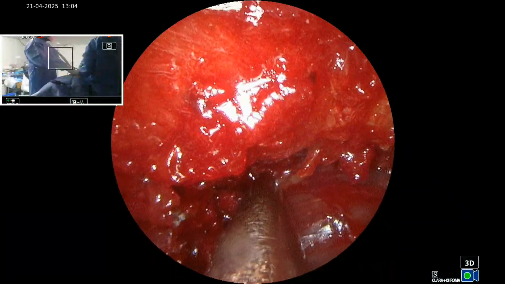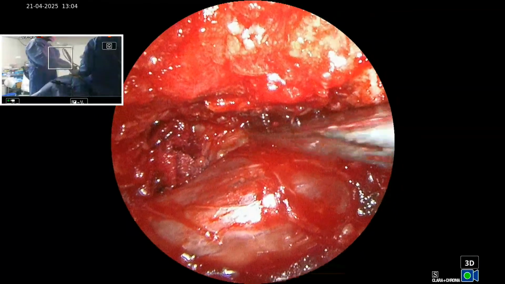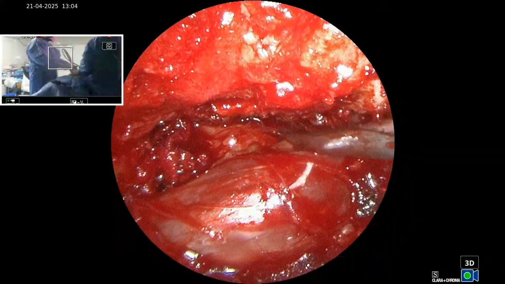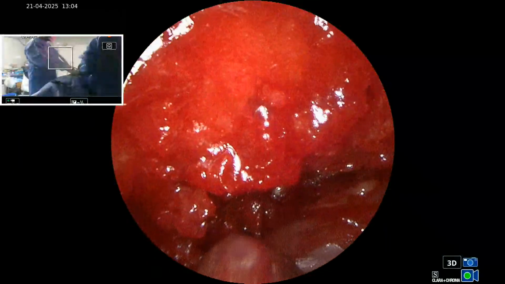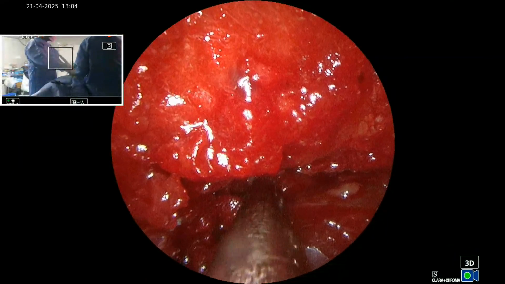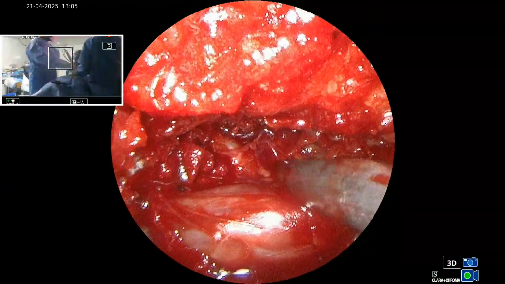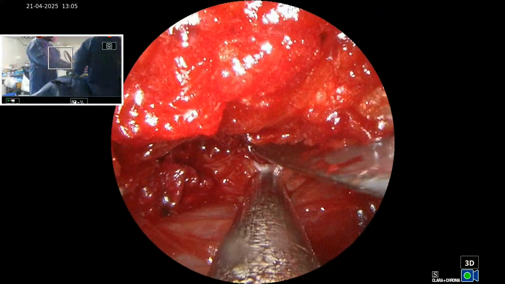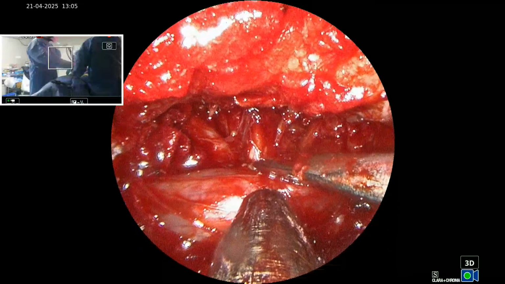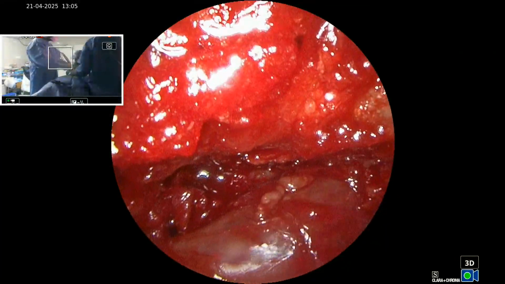Photo. Yes. There is the disc of the opposite side, not so big, small disc. There.